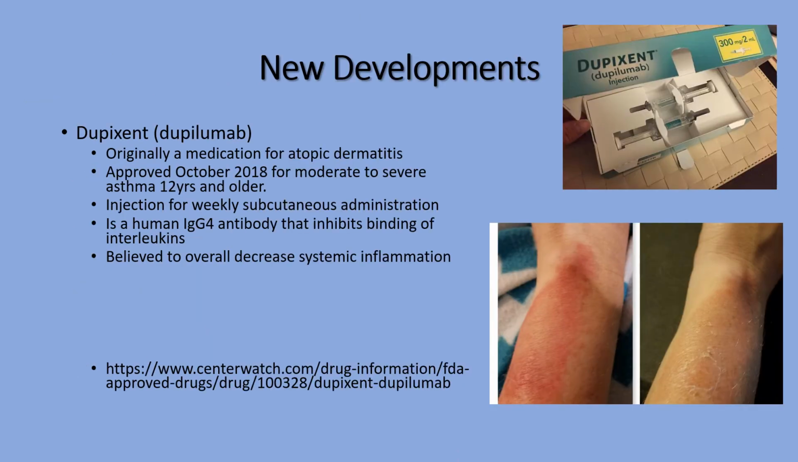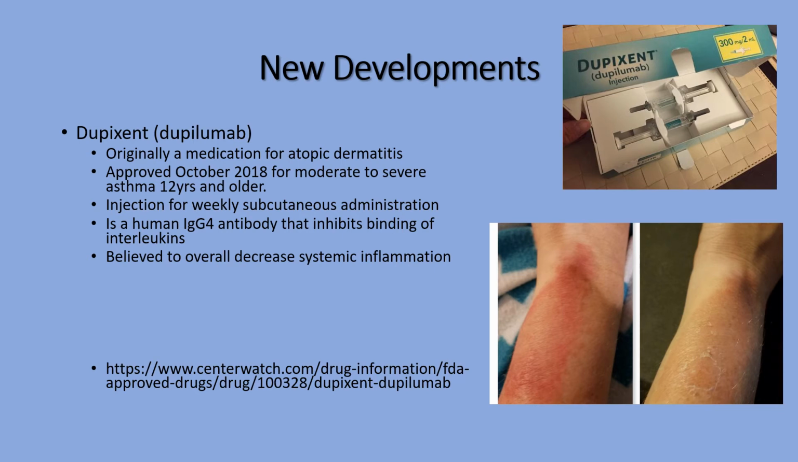So here we are in new developments. Let's talk about the pioneers in pharmacology. We'll look at Dupixent here. I think that's how you say it. Anyways, it was originally created to combat dermatitis. As you can see in the picture in the bottom right, you have the red, angry-looking arm, and on the other side, you have an arm that's not looking so angry.